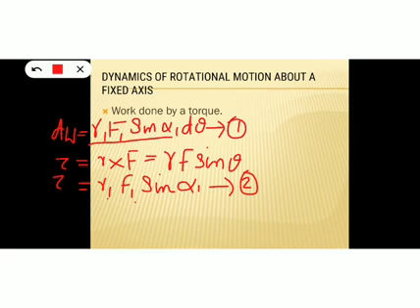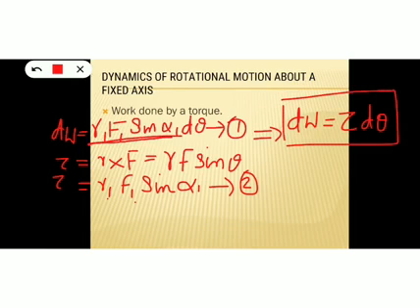So just substitute 2 in 1. Whenever you substitute 2 in 1 you will get dW is equal to tau d theta. Instead of R1 F1 sine alpha 1 we can substitute the torque. So we got the expression for work done by the torque. What is the expression for work done by torque? Work done dW is equal to tau d theta. See, so this is the expression for work done by a torque.